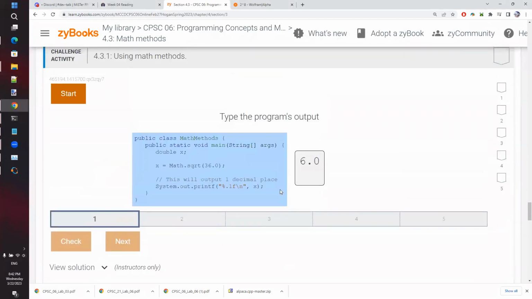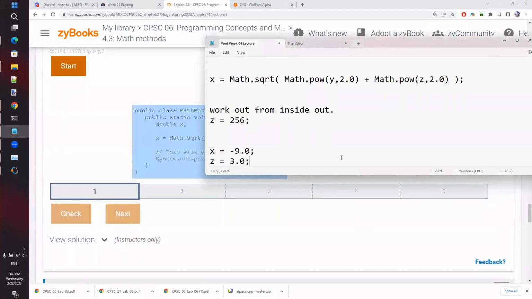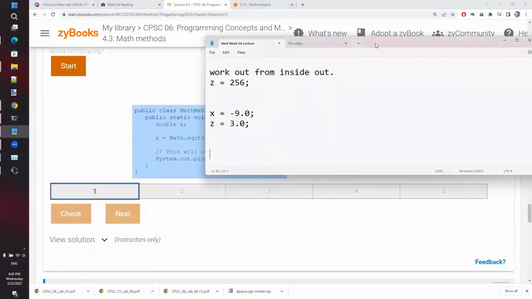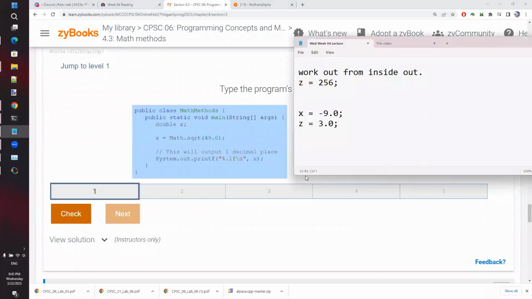So let's try these challenge activities and see how they go. I don't know if I'm going to do all of them, but I'll do some of them. And let's see how it goes. What we're doing here is typing the program's output. So basically what we just did. Also, keep in mind that they've got this printf stuff, which I think we did in the previous lecture or the one before it, where you can print it out rounded to 1 decimal place or 2 decimal places, etc., based on how you write that. All right, let's try this.